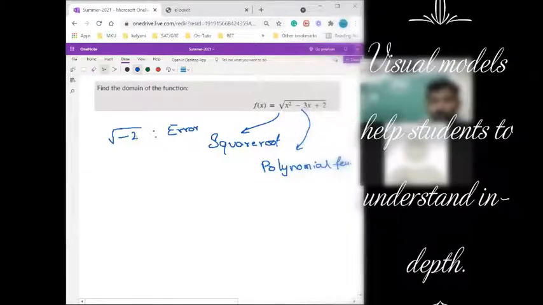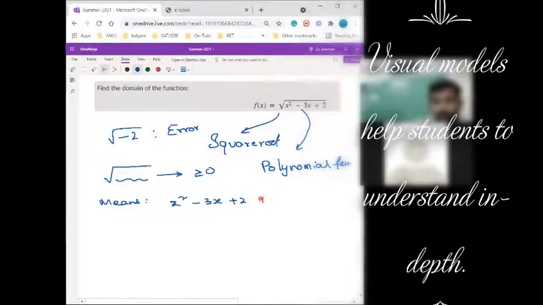So basically, in order to get rid of that, it has to be greater than or equal to 0. If you have a square root function, whatever is inside has to be greater than or equal to 0. That means x squared minus 3x plus 2 should be greater than or equal to 0.